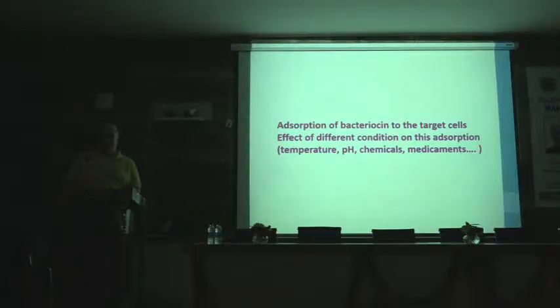Starting with the bacteriocins, they need to attach to the surface in order to have an effect on the cells. I mean, they need to recognize the receptor, but this attachment could be interfered with by several factors. Could be temperature, could be chemicals, medicaments, pH can interfere. In this way, since they interfere with the attachment of the bacteriocin to the target cells, obviously you're going to interfere with their activity, their efficacy.